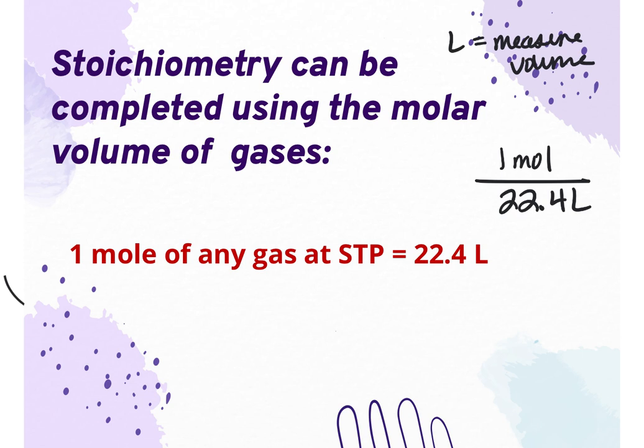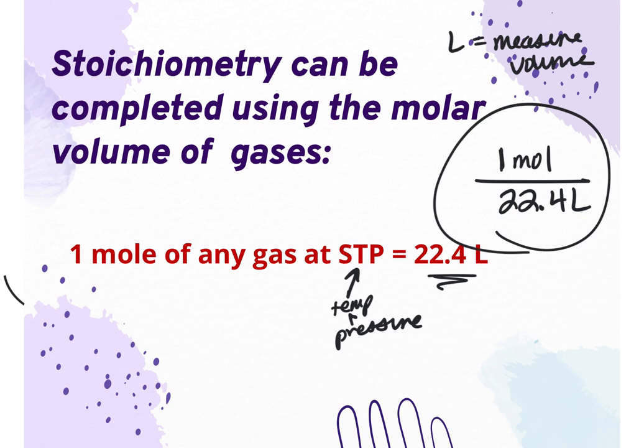Okay, so if I think about a liter of gas, it's just how much space it takes up. For any gas at standard temperature and pressure, it's going to take up 22.4 liters of space. Doesn't matter what the gas is, as long as it is at standard temperature and standard pressure, it's going to take up 22.4 liters of space. So this is the new conversion factor we will now use.